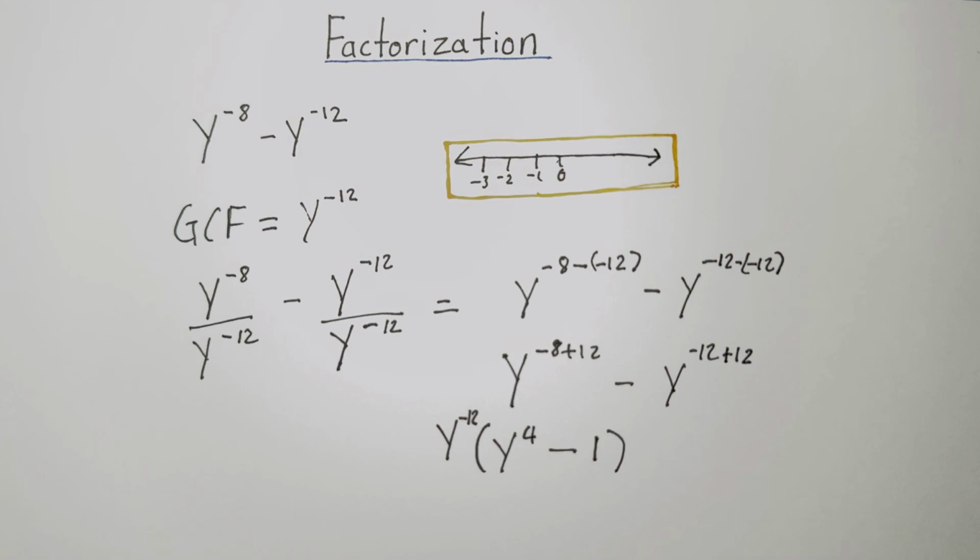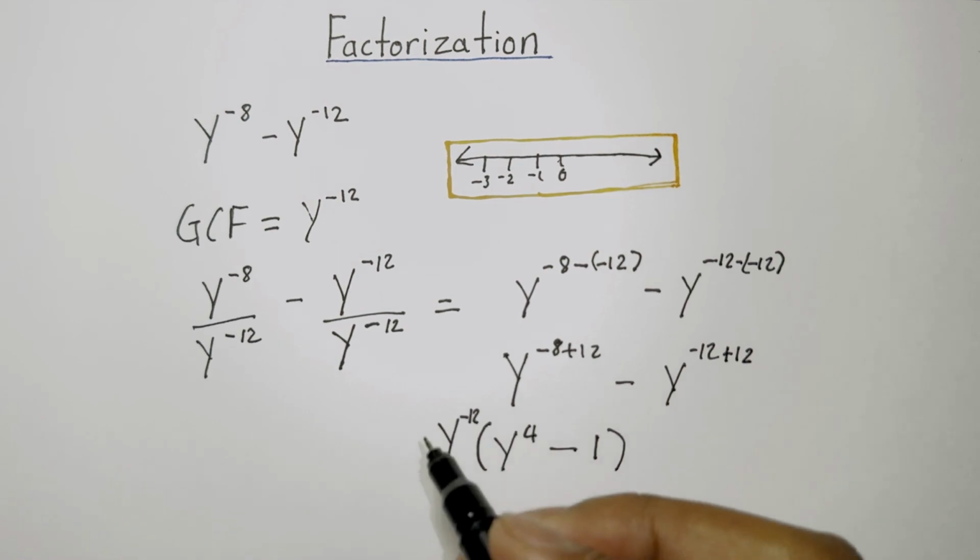Alright, looking at this expression, can we factor it even further? Yes, we can, because here we have the difference of two squares. So we can use the difference of two squares formula to factor this part of the expression further. First, we're going to recall the formula for the difference of two squares. Let me highlight this.